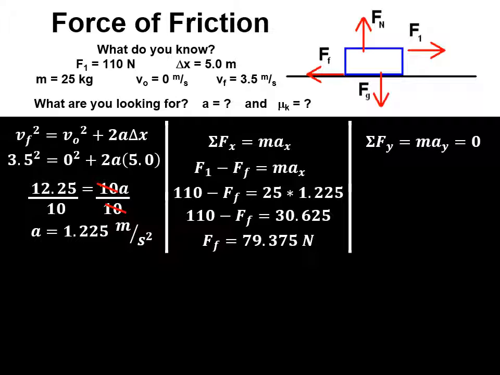So we're going to take normal force minus the force of gravity, and that's going to be equal to mass times the acceleration in the y direction. Now notice something. The acceleration is completely horizontal in this problem. All right, we're dealing with a horizontal surface. The acceleration's in that direction. There is no vertical acceleration.